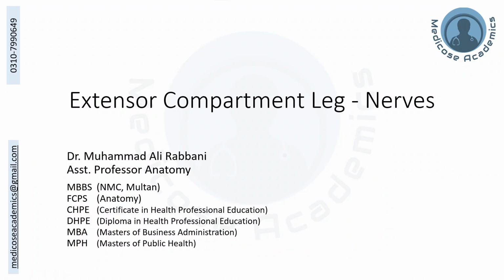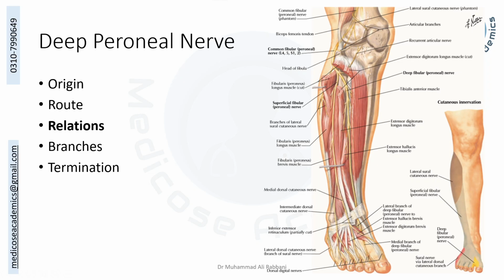Now, let us talk about the nerve of the extensor compartment of the leg, and the leg basically contains only one nerve, and that is the deep peroneal nerve. So, let us discuss just quickly. We can discuss in detail.